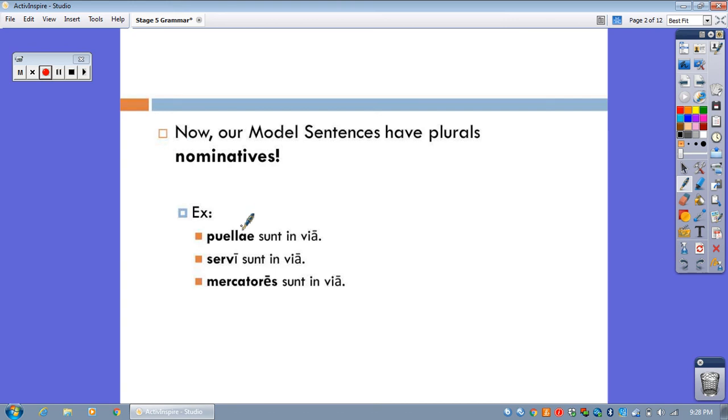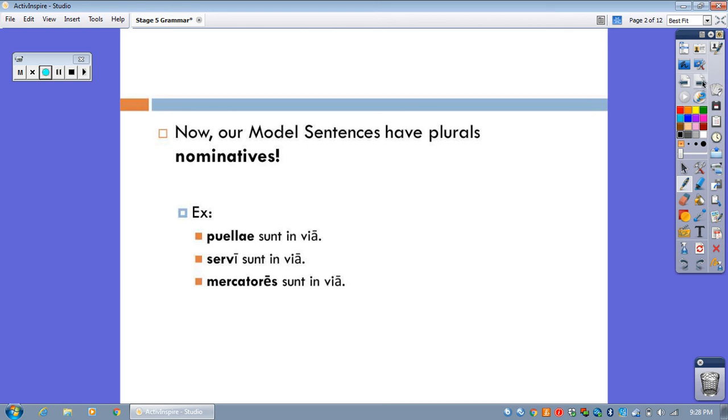Take a look at these. Puellae sunt in via. All of a sudden, it's not one girl, but rather girls, plural. The girls are in the street. Servi sunt in via. The slaves are in the street. Mercatores sunt in via. The merchants are in the street.